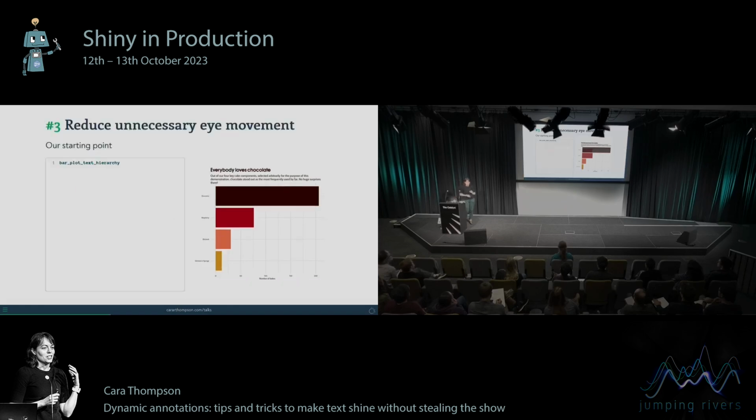Okay, so that was 2 out of 10. We will pick up the pace and keep going. So the third thing we want to try and do is reduce unnecessary eye movement. When we've got a lot of unnecessary eye movement going on, you're looking in one bit and then you're looking in the other bit and you're trying to reconcile lots of different pieces of information. And again, that detracts from the main point.